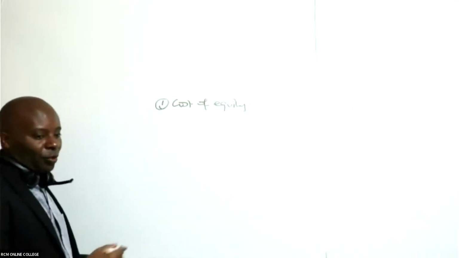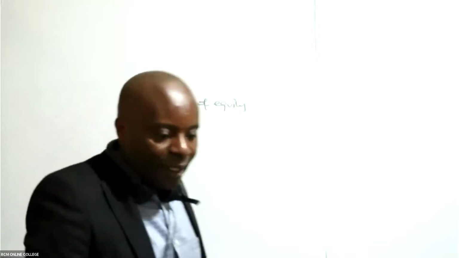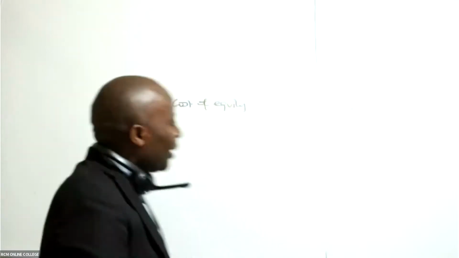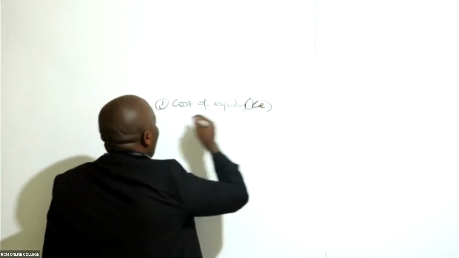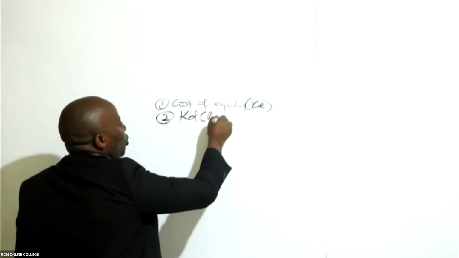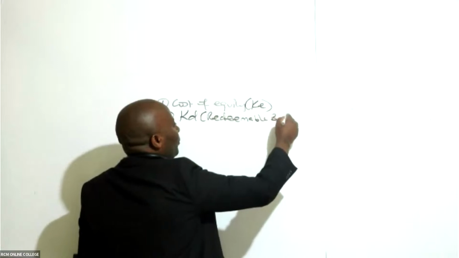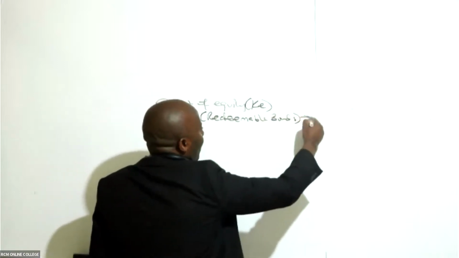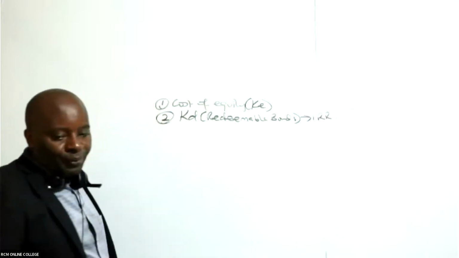How do we get cost of equity? KE. This is critical. How do we get KD, in this case, in situations where we have redeemable bonds? Redeemable bonds, and we said here we shall be using what we call the IRR approach.